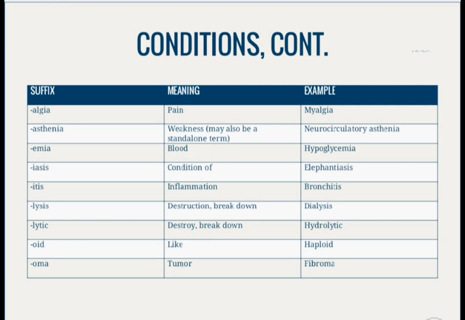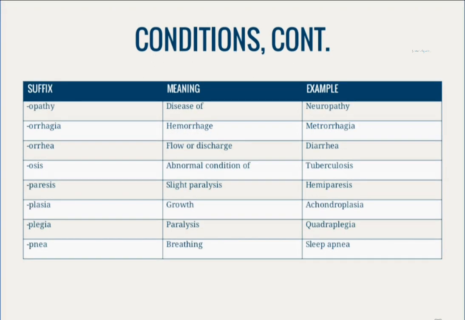Oma: tumor, fibroma. Pathy: disease of, neuropathy. Rrhagia: hemorrhage, metrorrhagia. Rrhea: flow or discharge, diarrhea. Osis: abnormal condition of, tuberculosis. Paresis: slight paralysis, hemiparesis. Plasia: growth, achondroplasia. Plegia: paralysis, quadriplegia. Pnea: breathing, sleep apnea.